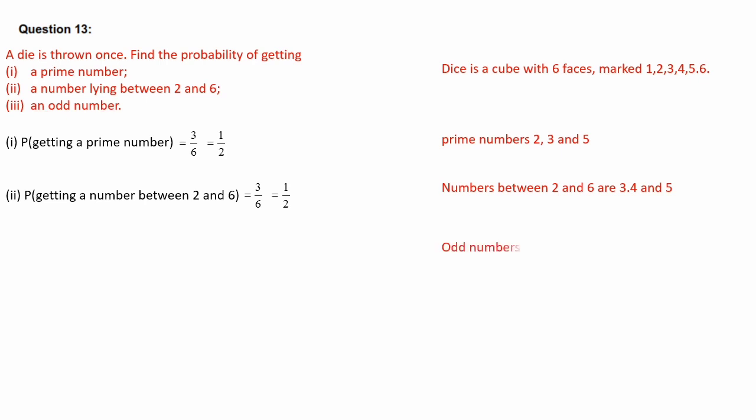Then the third question, an odd number. Here from 1 to 6, what are the odd numbers? That is what we have to check. 1, 3 and 5 are the odd numbers when we consider the numbers from 1 to 6. Here also there are 3 numbers. So the favorable outcome is 3 and total outcome is 6. So the probability of getting an odd number is equal to 3 divided by 6, that is equal to 1 divided by 2.